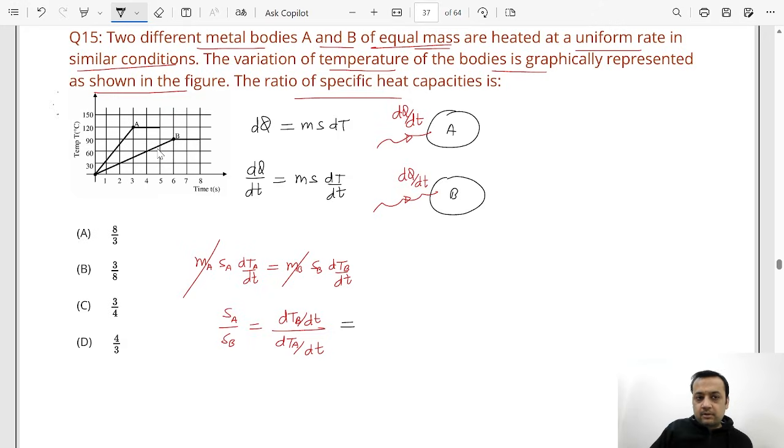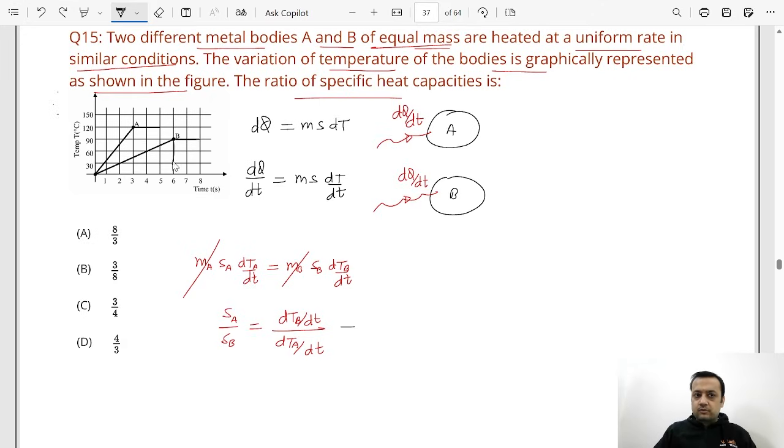Okay, if you look at B, this region we will not consider, because here the temperature has become constant, so that must be the phase change. If you remember, when the phase of the body changes, the temperature becomes constant. So this is the phase change region, where the formula Q equals mL will be used. So that is not the region we should consider. We should consider this region, where the temperature is changing.